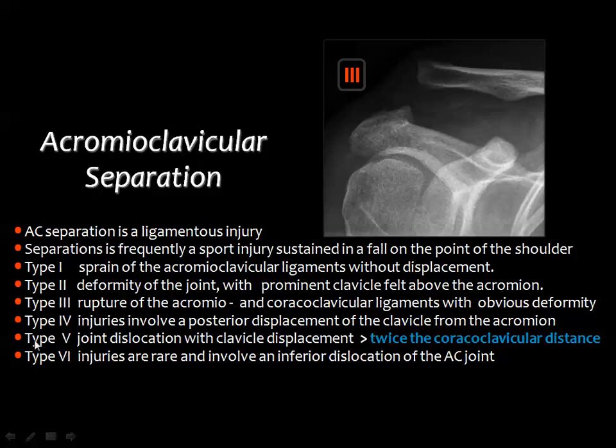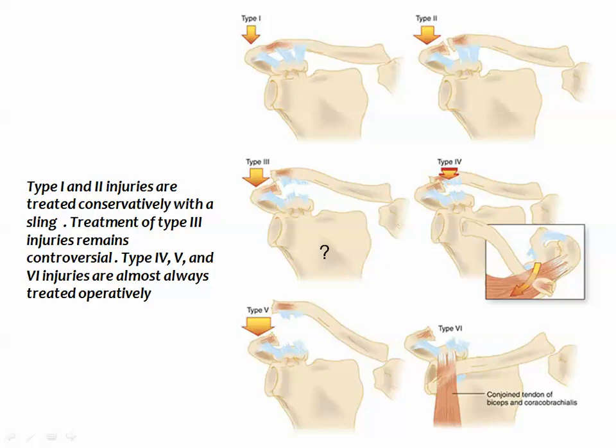So we have these types, the 6 types of acromioclavicular separation, and they are nicely presented here. In the type 1, you got just ligamentous injury without displacement, and in type 2, you got disruption of the acromioclavicular joint with minimal displacement, then more evident displacement, and in type 5, the displacement is evident, and then type 6, the clavicle is displaced inferiorly.